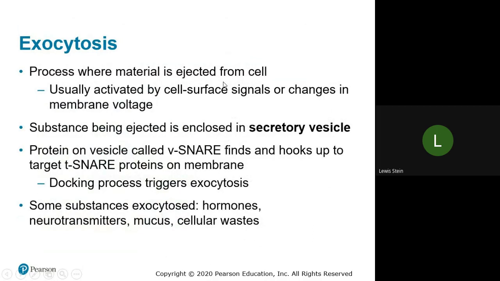Exocytosis, expelling it, is activated by cell surface signals or changes in membrane voltage, which we were talking about before. Secretory vesicle, very famously, I'm sure you did the SNARE protein thing, right? V-SNAREs and T-SNAREs. Okay. So what interferes with that? What's the famous agent that's used to selectively interfere with SNARE proteins at the neuromuscular junction?